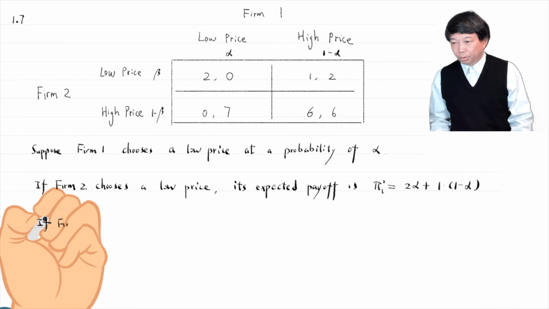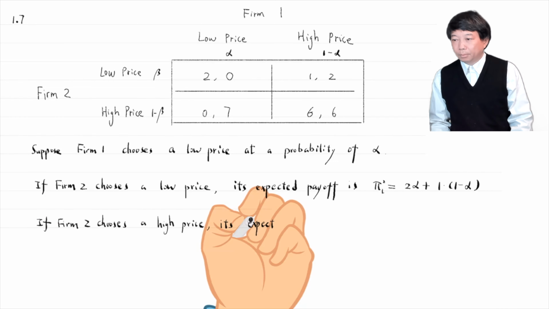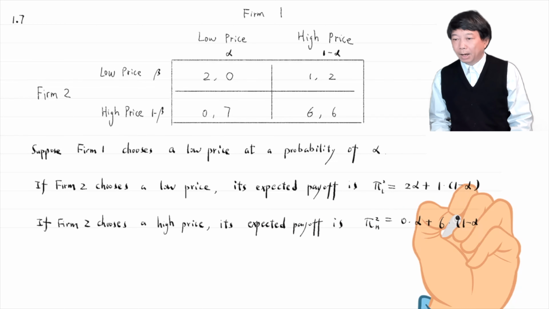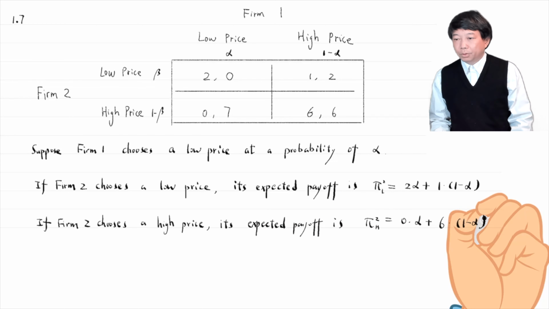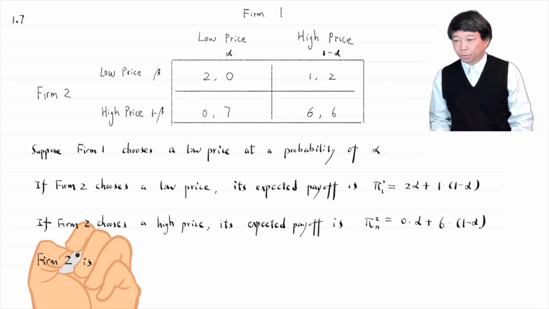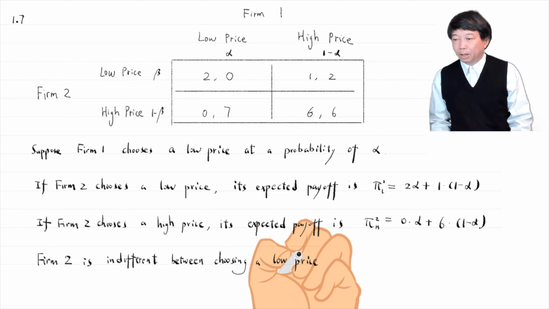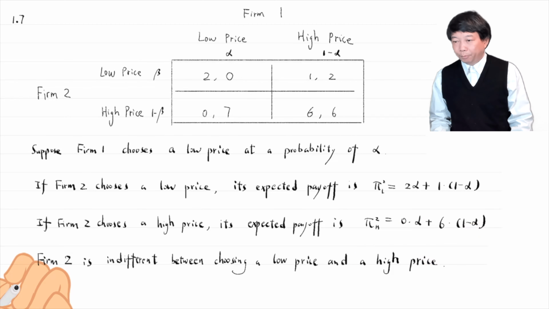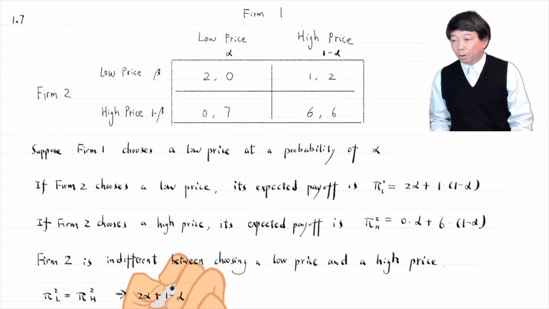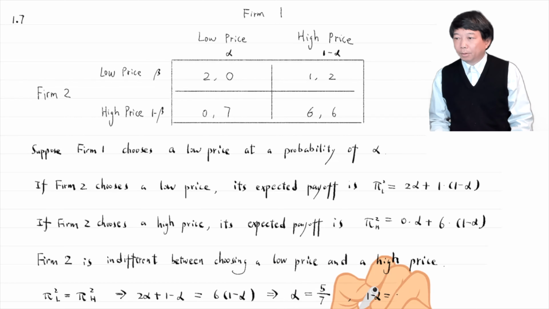If firm 2 chooses a high price, its expected payoff, pi 2H, equals 0 times alpha plus 6 times 1 minus alpha. Firm 2 should be indifferent between choosing a low price and a high price. So we have the following equation and solve for alpha. It is 5/7. It means firm 1 sets a low price with a probability of 5/7 and a high price with a probability of 2/7.